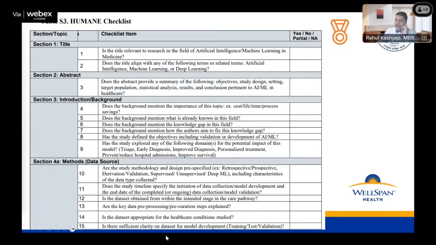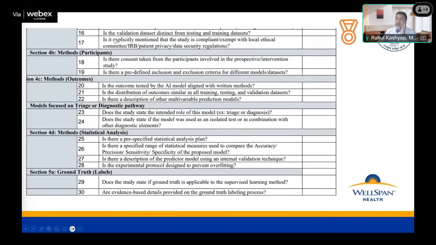Of course, the appropriateness of the data, if it's a healthcare condition, they're looking into it as well. And then I cannot emphasize enough, a training data set, testing data set, or validation data set has to be clearly identified. On top of that, there should be external validation. So these are the first 15 points until method. Now let's go for other method points as well.